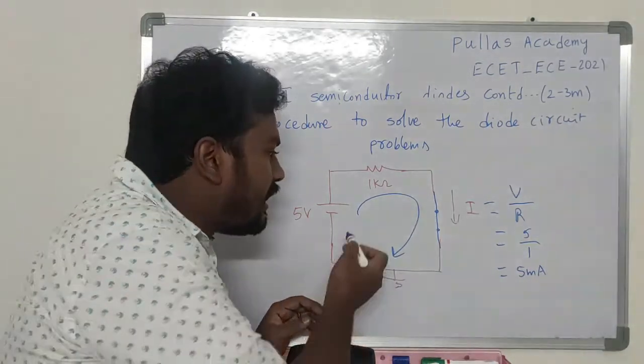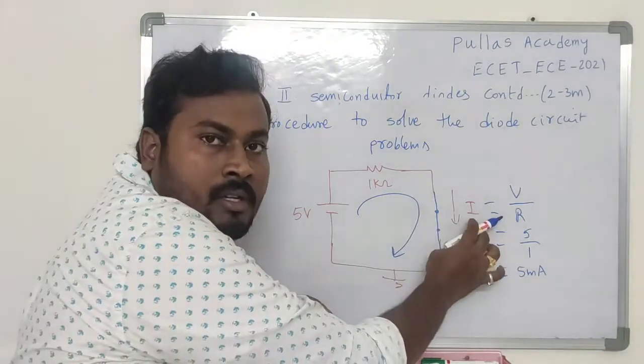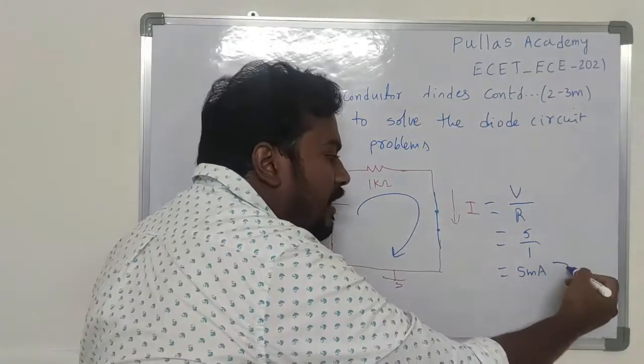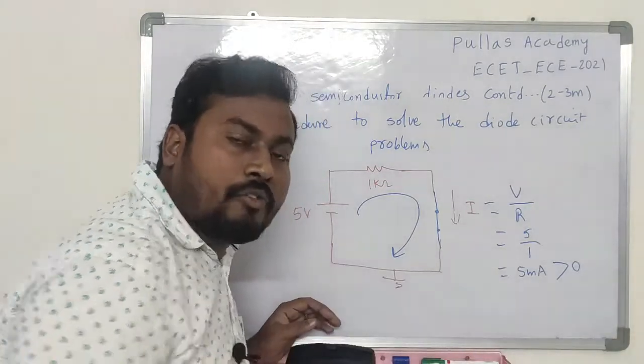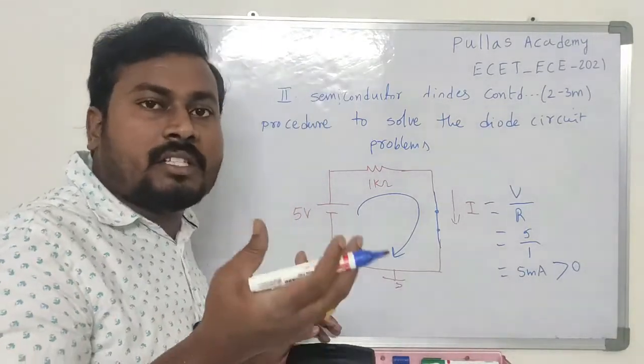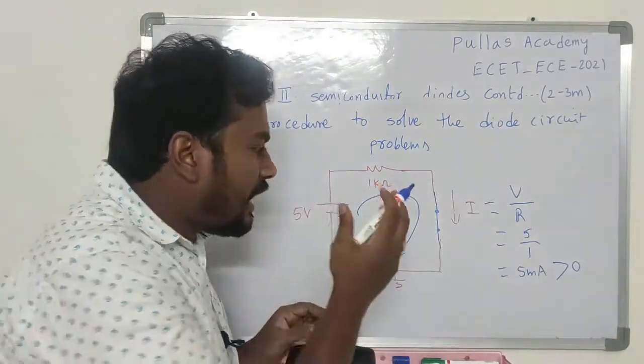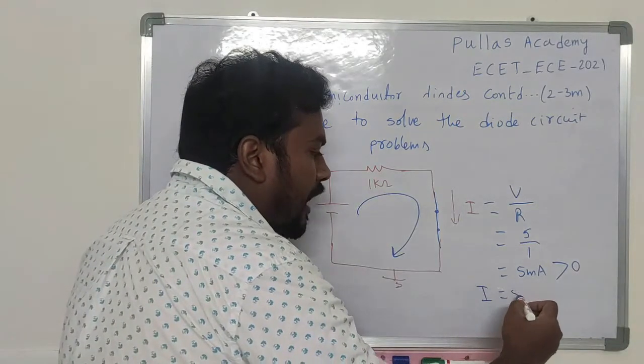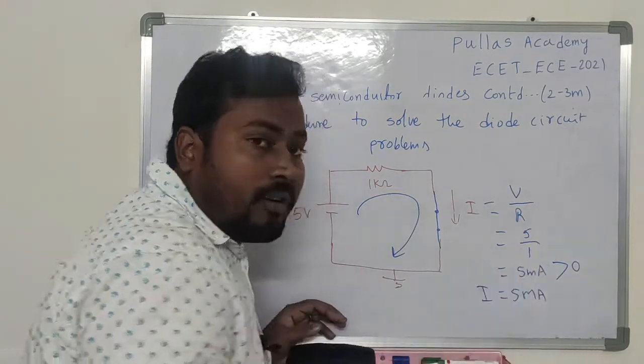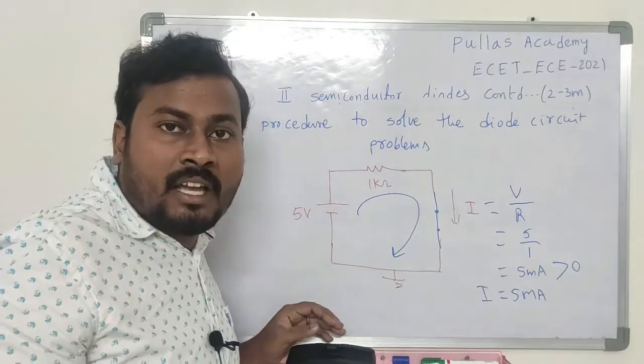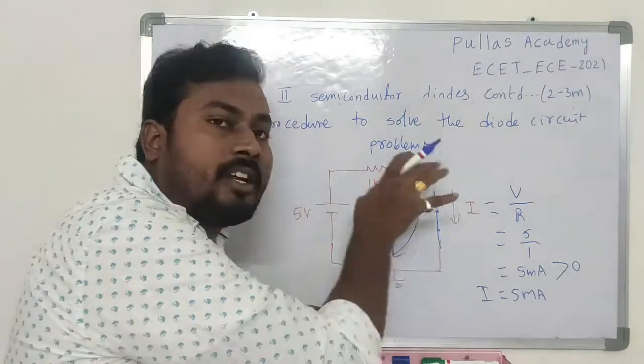Now we have calculated the current through the diode, and you are getting a positive value. Which means that our assumption is correct, and the current through the diode is 5 milliamperes, and the diode is indeed forward biased.